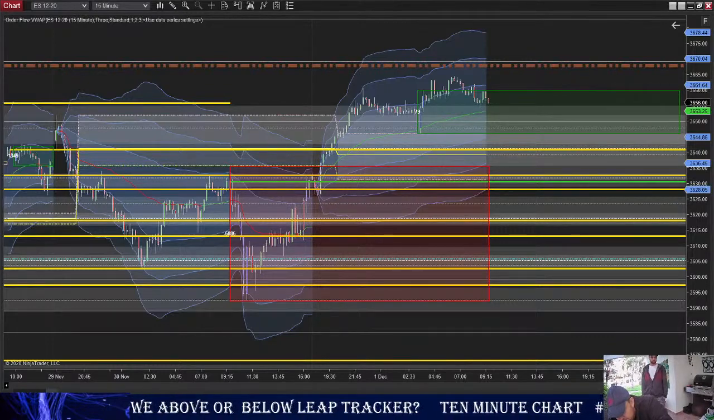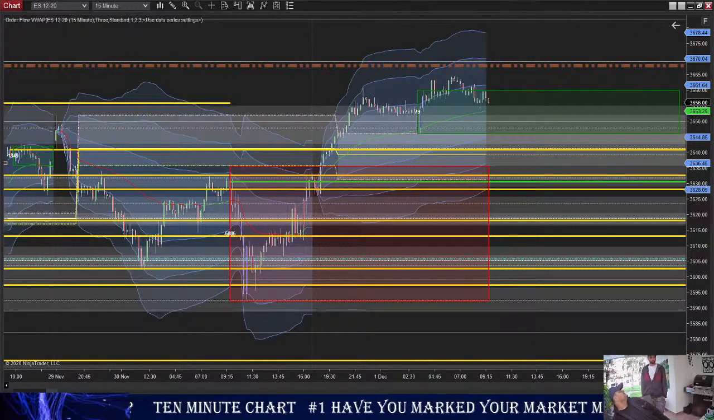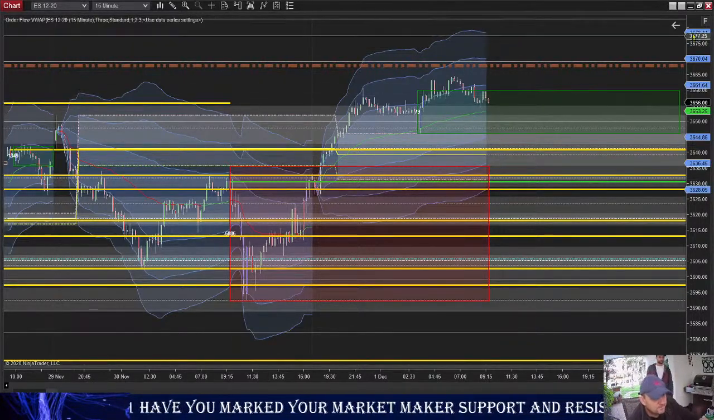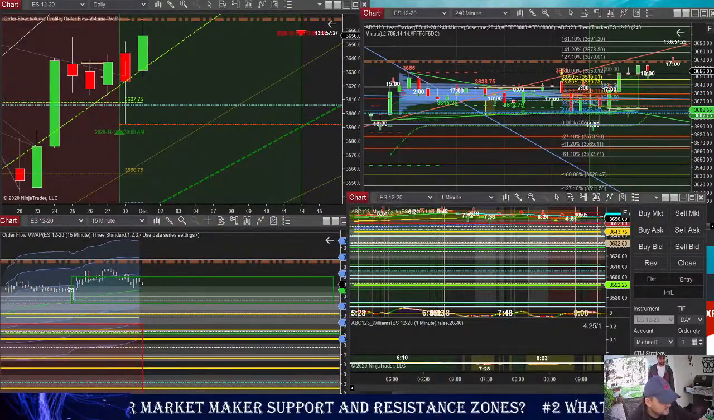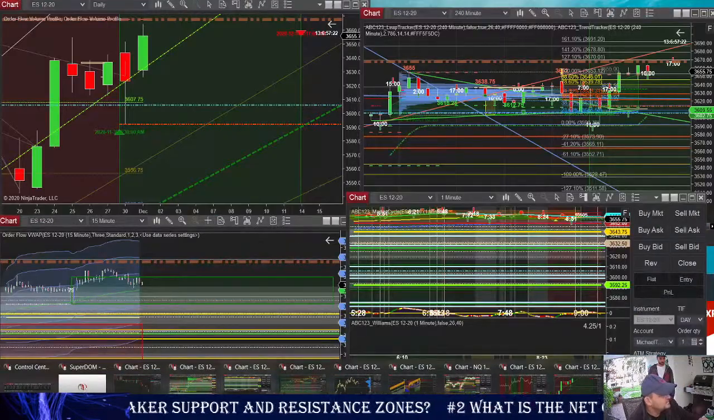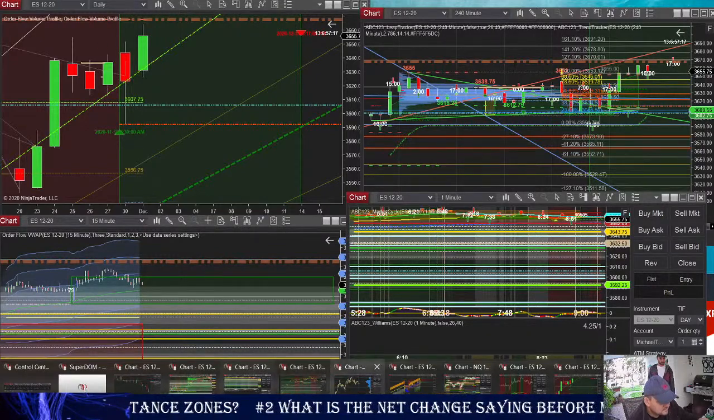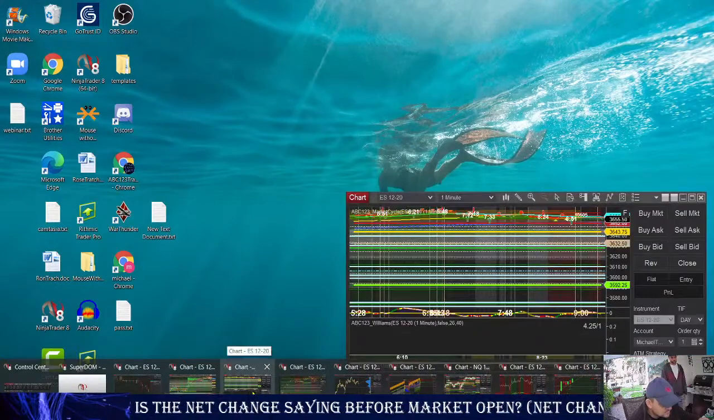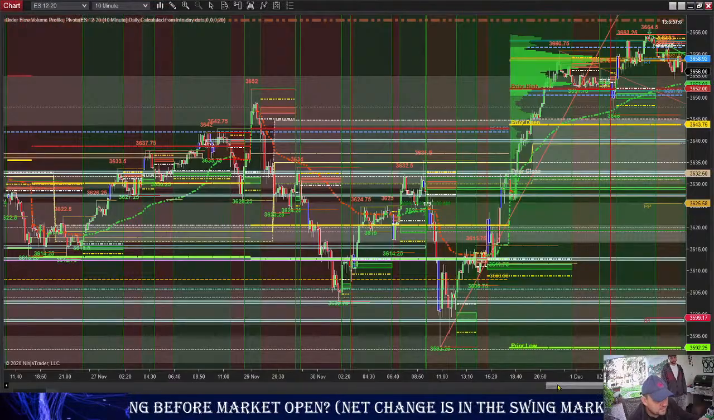So back to VWAP. Just getting it loaded up. And then I want to find my 10-minute chart. I always move it. That's why I need that one extra screen. Okay, 10. This one? Nope. This one? Nope. This one. There you go. It's always hidden in the background. 10-minute chart.